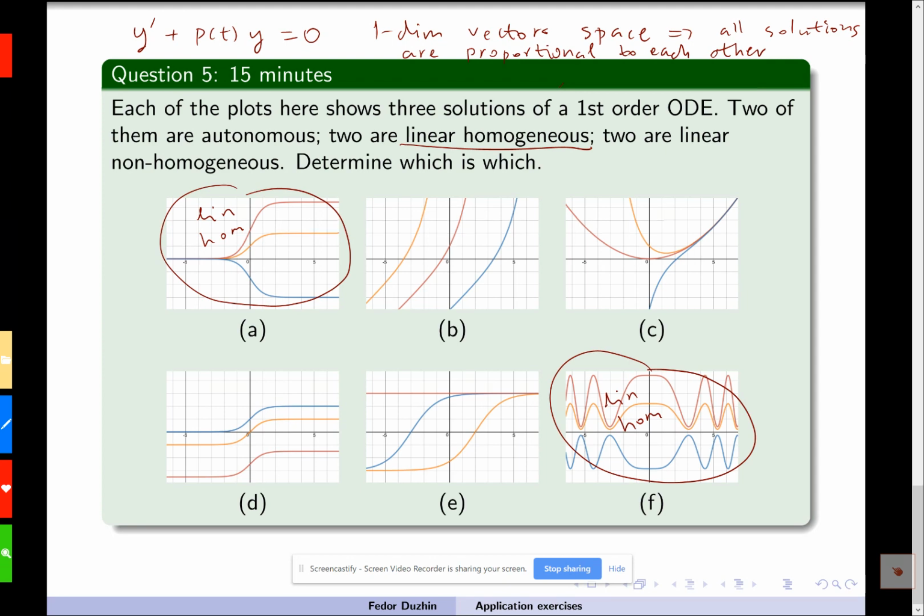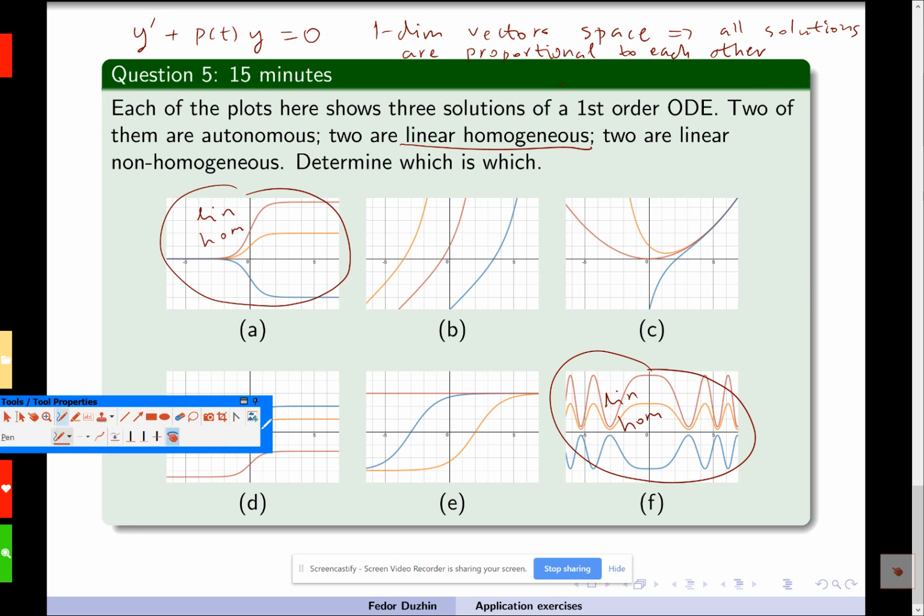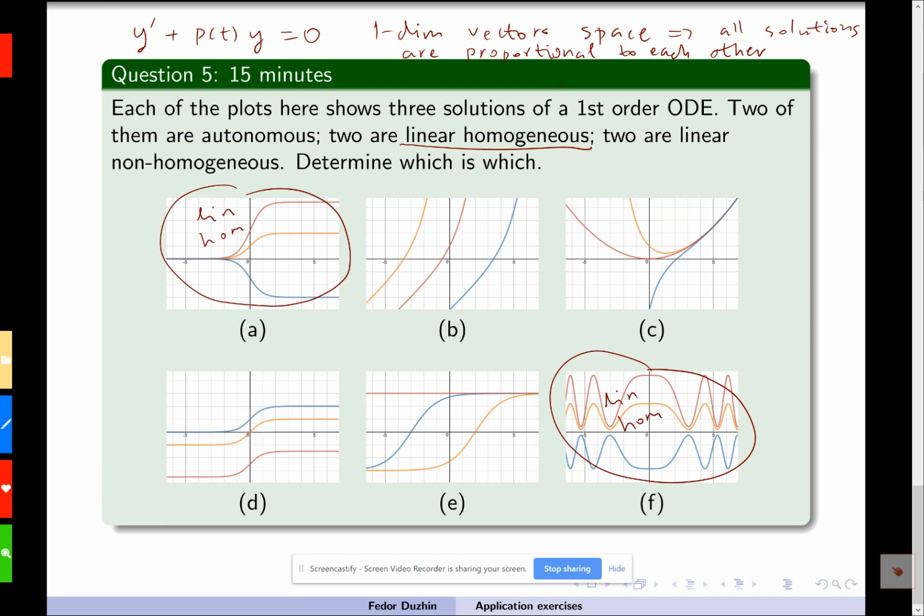Well, then, how about autonomous? Now, the problem is that I'm not sure if there is a generic way to identify a linear non-homogeneous equation. I don't think that there is any. There's too much freedom in a linear non-homogeneous equation, so we can't really identify it.